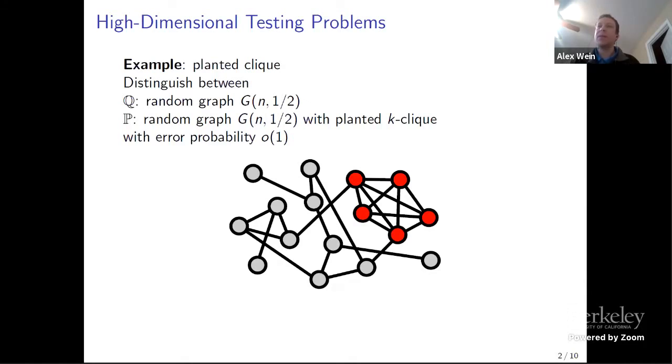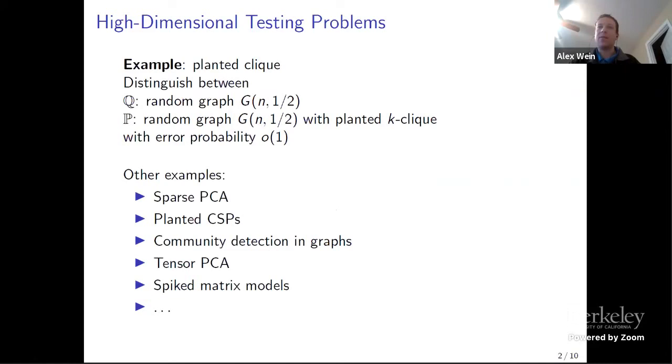On the other hand, in the planted model, you get a random graph with a planted k-clique, meaning I've taken k vertices and connected them all to each other. That's called a clique, that's what's shown in red here. So the idea is that I give you a graph that either comes from the null or planted distribution, and you have to decide which one it was, and you want to succeed with error probability going to zero as n goes to infinity. There are all sorts of other problems that have a similar flavor, where there's some kind of planted signal buried in some kind of noise. And your goal is to detect the presence or non-presence of this signal.